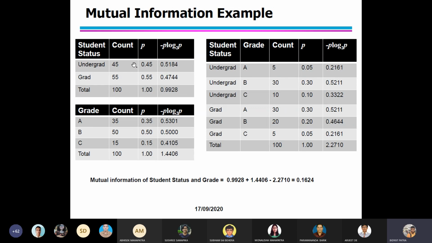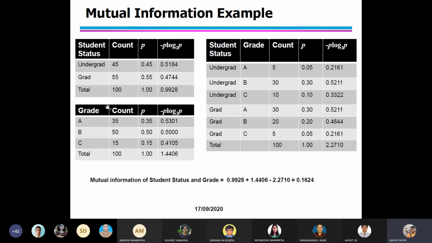45 students belong to undergraduate and 55 to graduate, and so on. 35 are A, 50 are B, and C is only 15. Then we can compute the entropy from here. We have computed it here, you add it up, and you will get the entropy. Similarly, we get the entropy for grade. And now you have to compute the joint entropy. How do you do it?